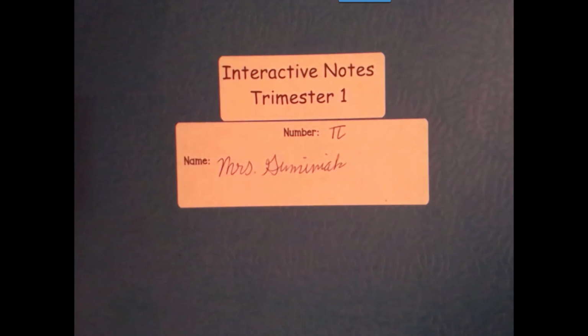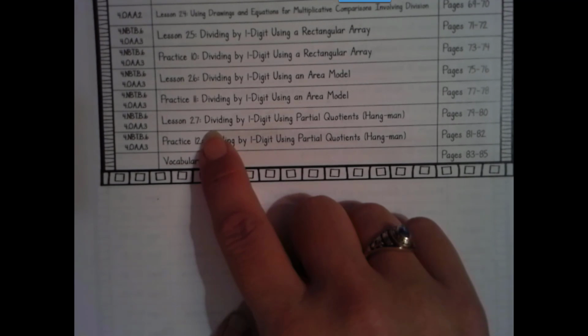Welcome to Lesson 27, Part 1. Dividing by one digit using partial quotients, sometimes called the hangman version. Pages 79 and 80.